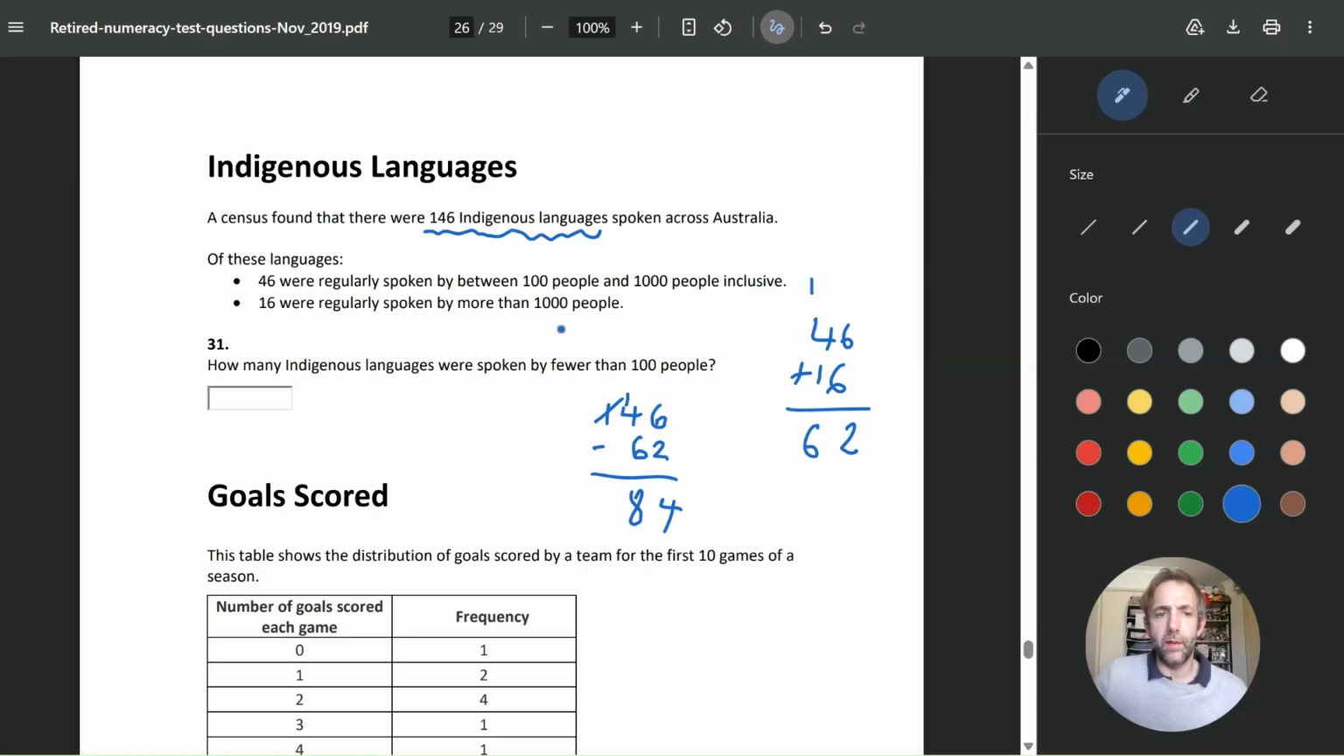other option that's available. These people, between 100 and 1,000, okay, that's one option. More than 1,000 is another. So the only option left is less than 100, fewer than 100. So our answer to this one is 84.